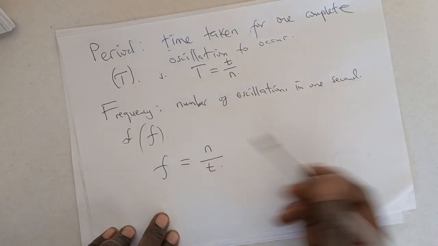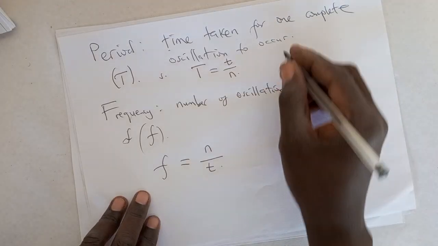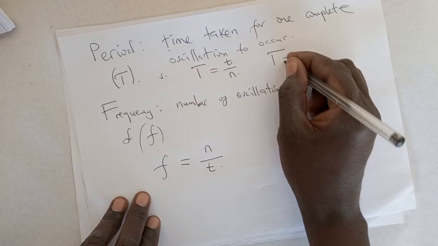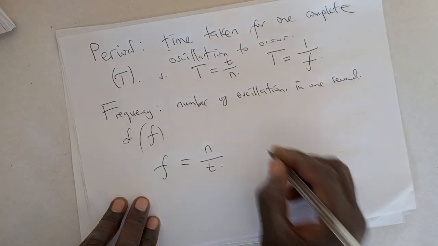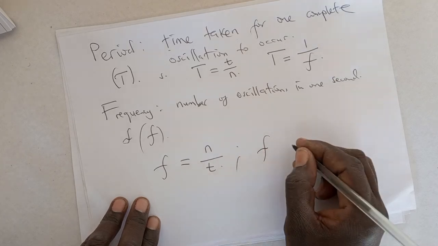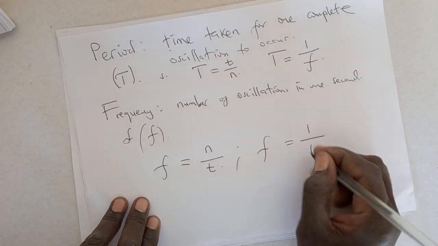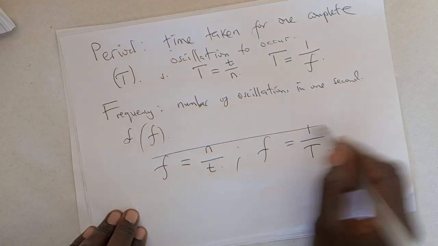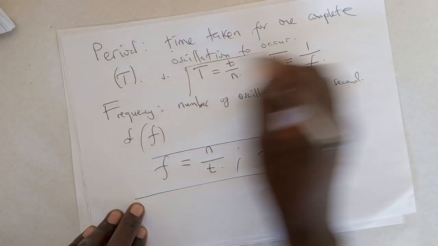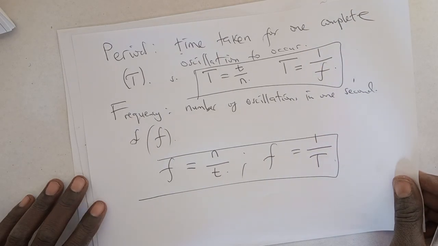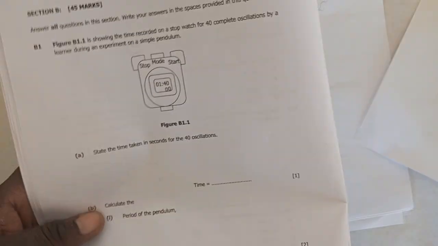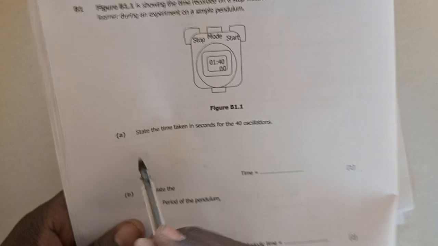Because of that, they are reciprocals of each other. What does that mean? You can also write the formula of period as 1 over frequency, and you can also write the formula for frequency as 1 over period. This is correct, and this is also correct. That's what you need to know. So when we go back to the question, I thought I should just highlight these before we proceed. Of course, this question is simple.